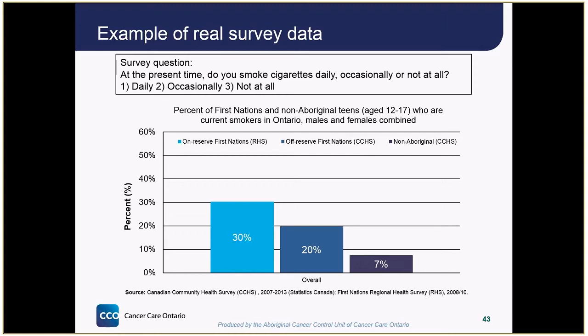Here's an example of real survey data. A question on the First Nations Regional Health Survey and the Canadian Community Health Survey asked teens whether they smoked cigarettes daily, occasionally, or not at all. From the responses to these surveys, we can figure out approximately what percentage of on-reserve First Nation, off-reserve First Nation, and non-Aboriginal teens currently smoke cigarettes. In this example, about 30% of First Nation teens living on reserve, 20% of First Nation teens living off reserve, and 7% of non-Aboriginal teens in Ontario smoked cigarettes.